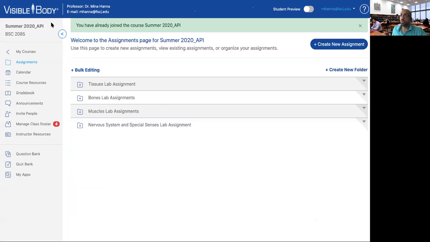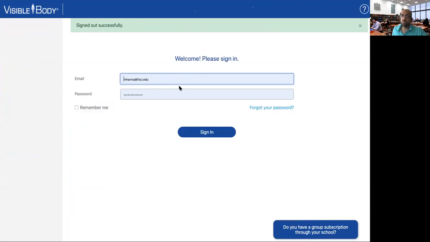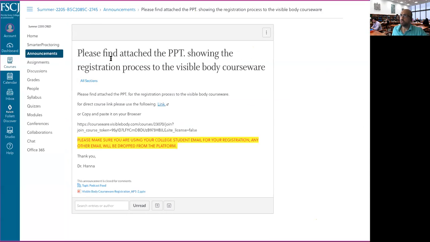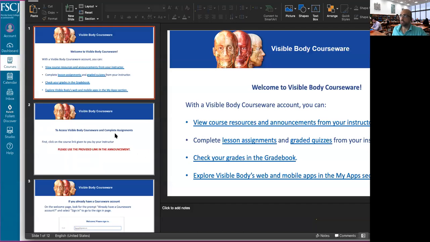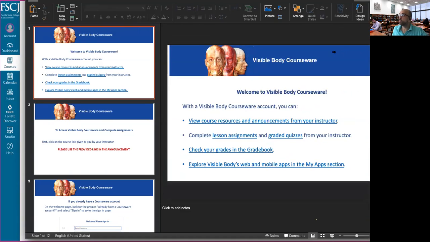When you press on the link here, if you already have an account from a previous course that you've attended, it will sign you directly into this course. If you didn't have a username and password from before, you're just going to follow the steps in this PowerPoint presentation. So first, you're going to need to use this invitation link provided to you in the announcement.